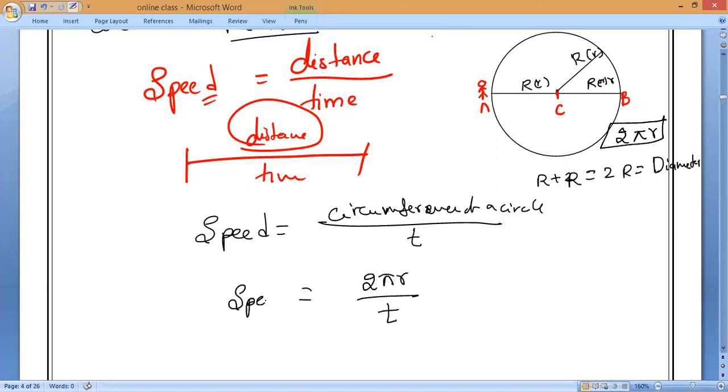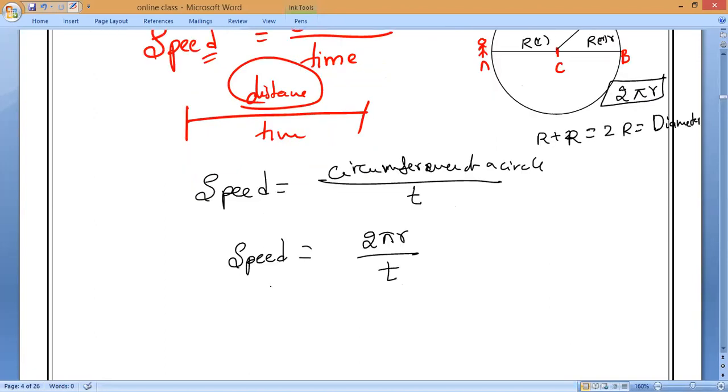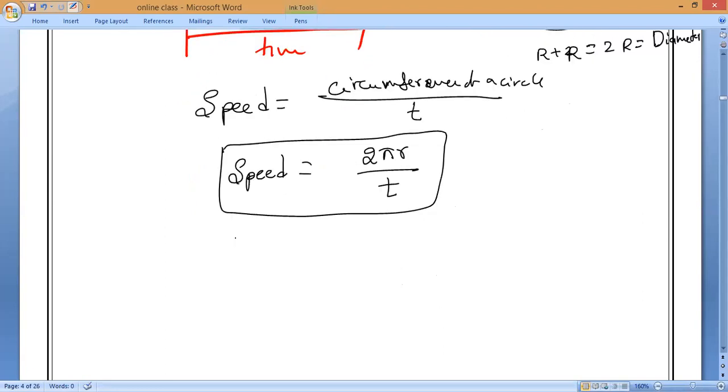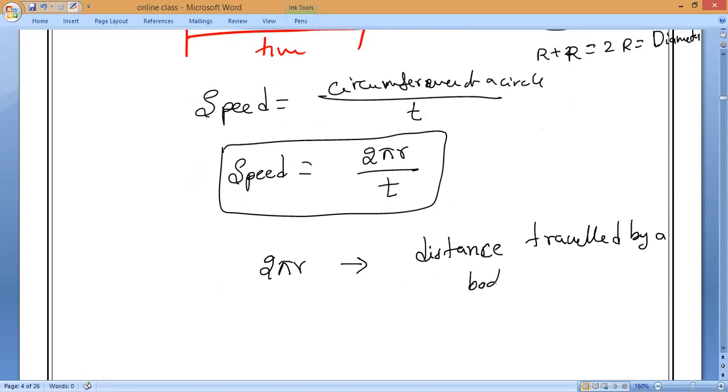So if you want to calculate the speed of a body in a circular path, what is the formula? 2 pi r by t. So 2 pi r gives you the distance traveled by a body in circular motion. In a circular path, the distance traveled by a body is given by 2 pi r. So speed is 2 pi r by t.